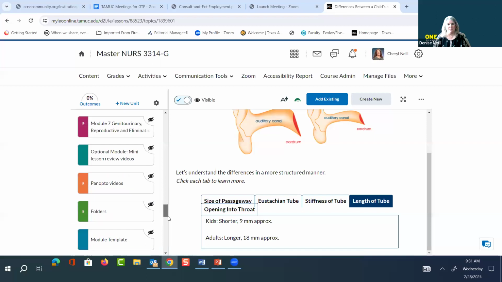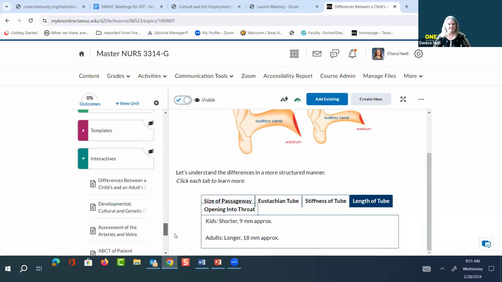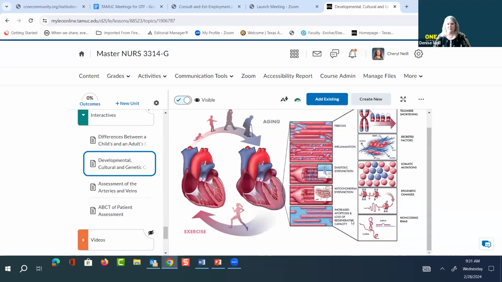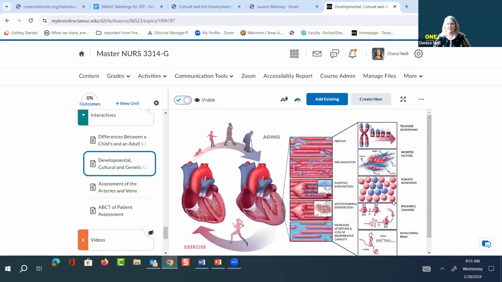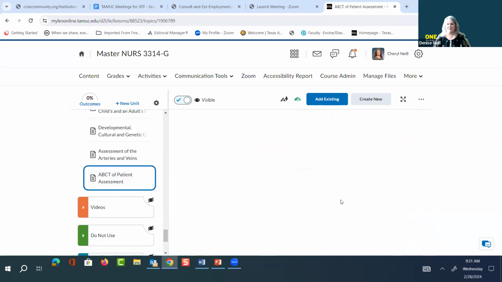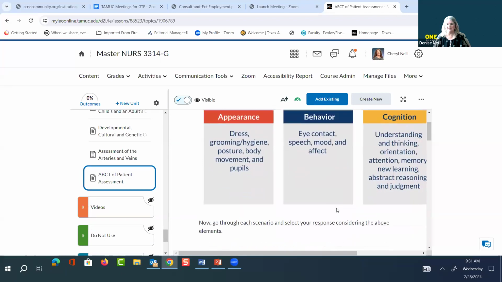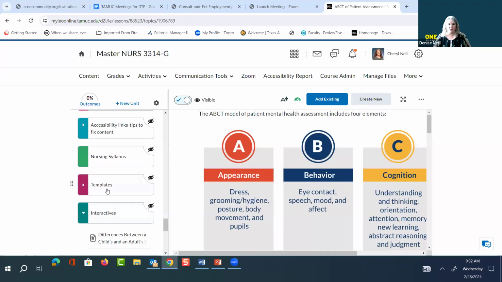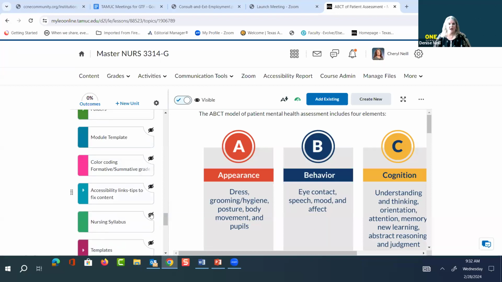We have multiple hidden modules that are for the faculty. Here's another interactive that's embedded in the course, and ABCs of health assessment, so they can do flashcards, which again in the video in this demo are not working as they should.